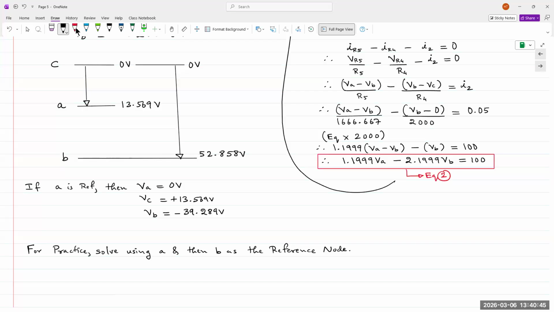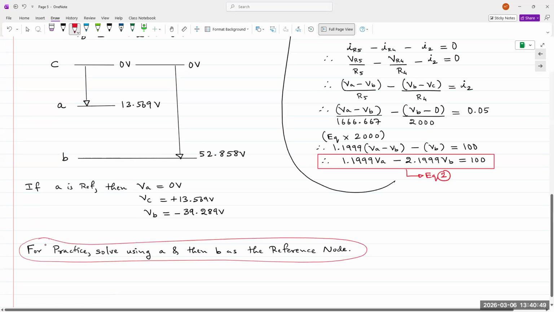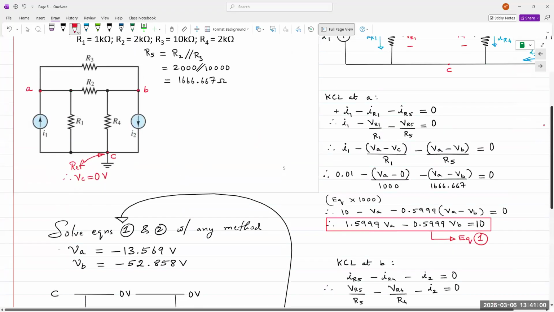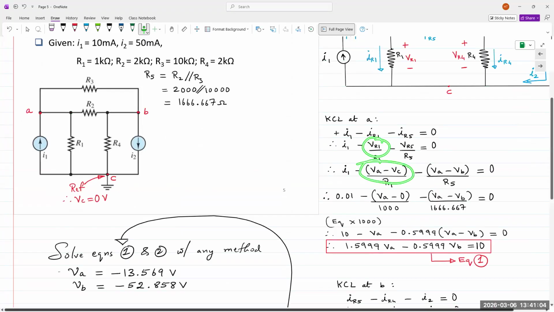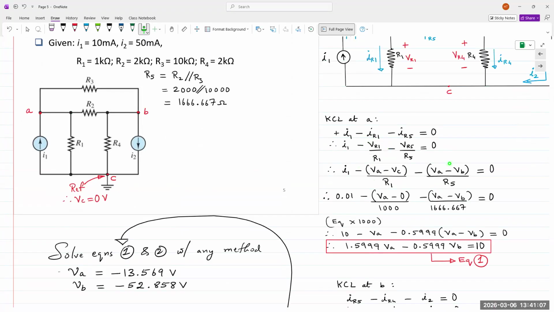Okay. For practice, I would strongly recommend you solve using A and then B as the reference node. You should arrive at the same resistor voltages, same resistor currents. We already know what the resistor voltages are, right? VR1 is VA minus VC. VR5 is VA minus VB. Since VC is my reference and it's 0, then VR1 is simply equal to VA.